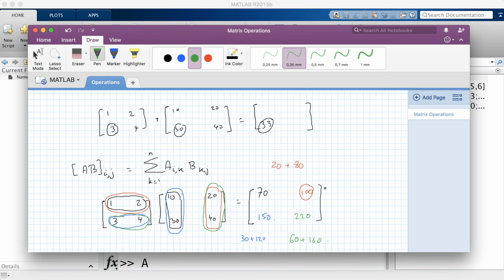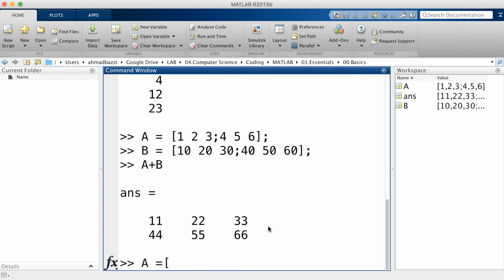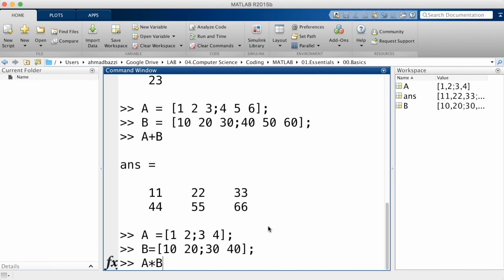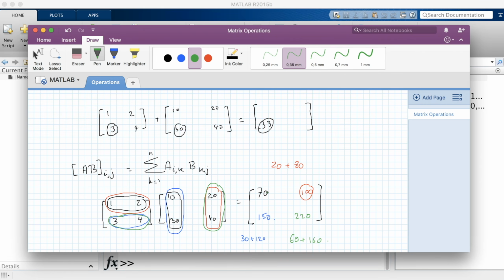Let's check our answer in Matlab. Generate the two matrices, 1, 2, 3, 4, and 10, 20, 30, 40. Now multiply them using the traditional asterisk. You're going to get 70, 100, and 150, 220.